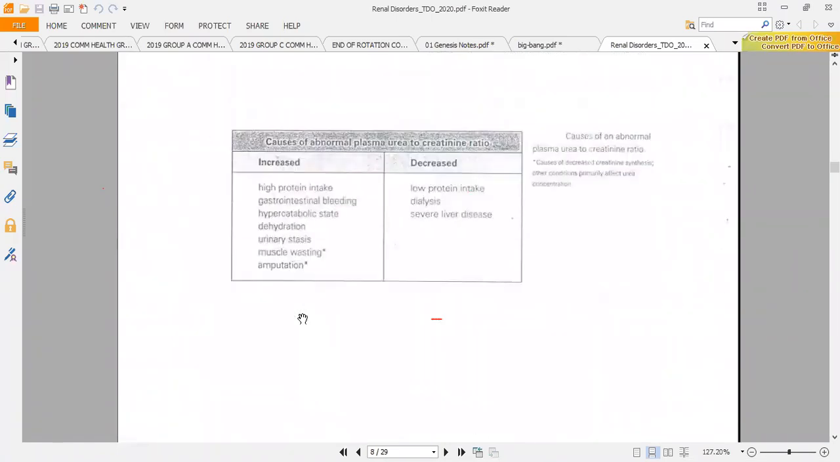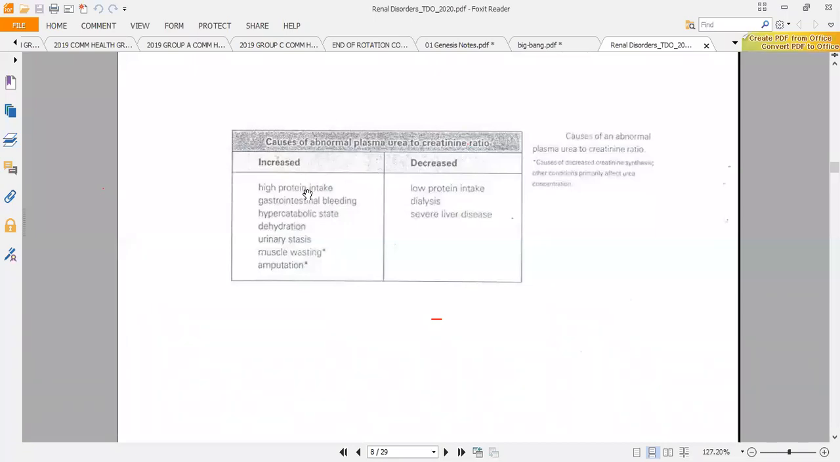So now, there's a concept here that I want to bring before we move on. What's called the urea creatinine ratio, okay? If you say the urea creatinine ratio is high, it means that you have more urea than creatinine. So anything that can lead to increased urea levels will increase the urea creatinine ratio. And I mentioned some of them.